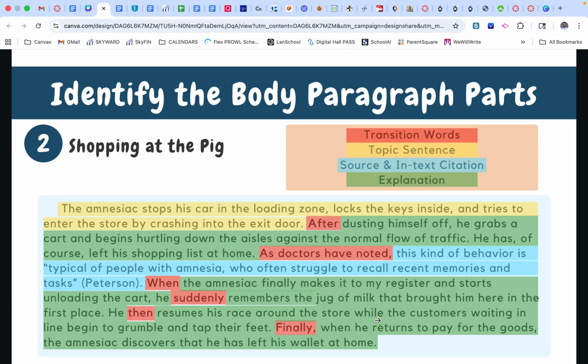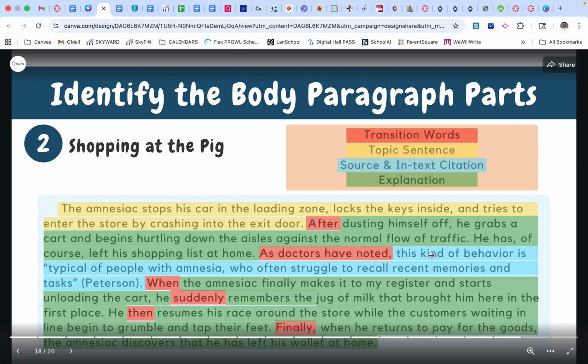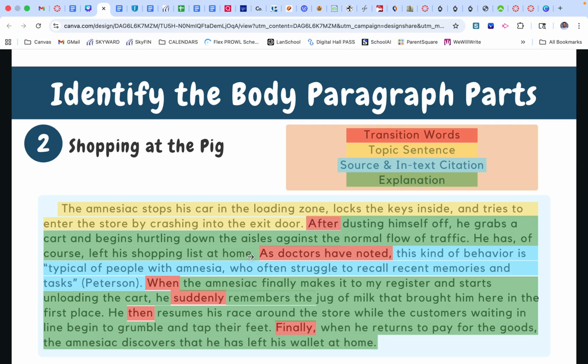Now the last two things in here are, of course, you need to make transition words, these things in red, so that you can move nicely from the topic sentence to your next sentence, your explanation or your source, or back to your explanation, those kinds of things. So you need to have transition words like after, then, when, all those kinds of things. Okay? And then the last thing is usually it's good to have a source or an in-text citation.